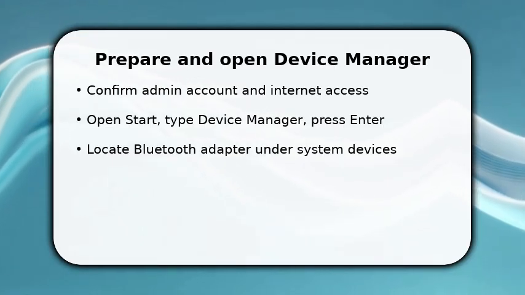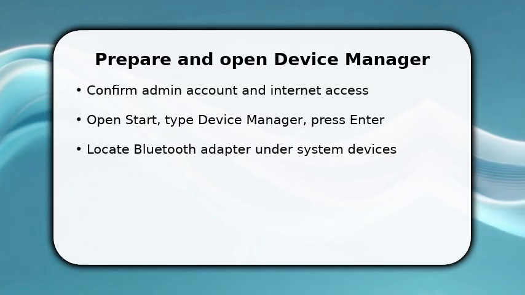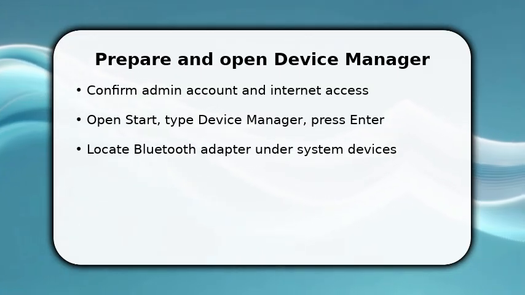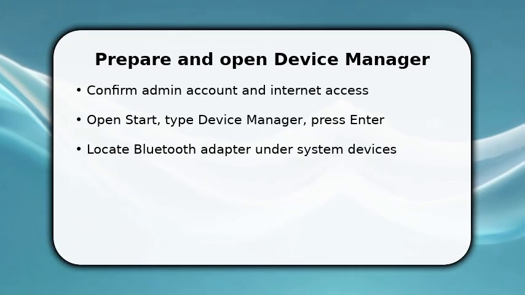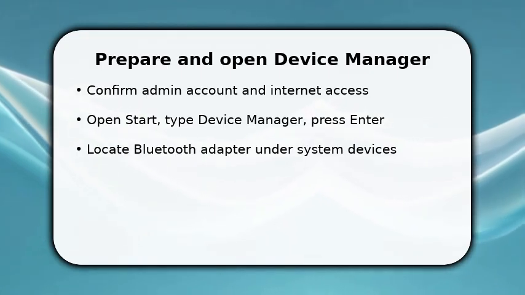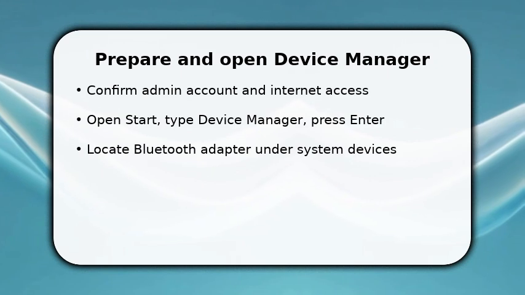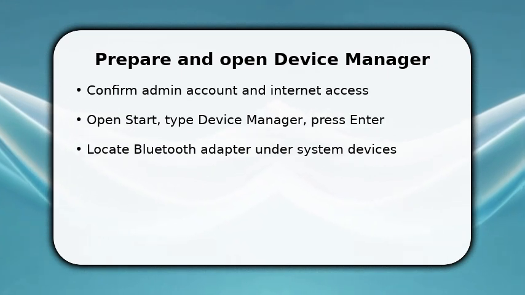Locate the Bluetooth adapter listed under Bluetooth or Network Adapters. Right-click the device to reveal options. Do not skip verifying the adapter name and manufacturer. That matters when you choose a driver. While you're here, note the current driver version shown in Properties, so you can confirm change after updating.